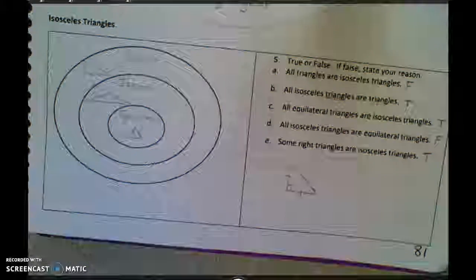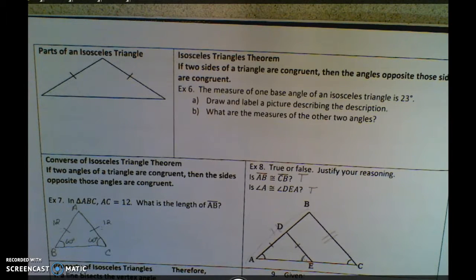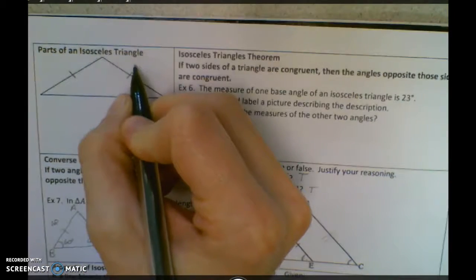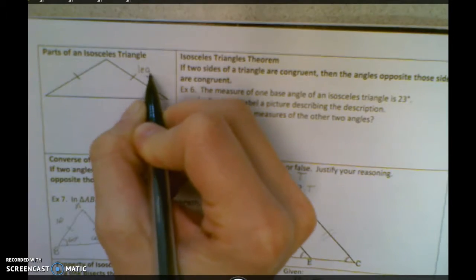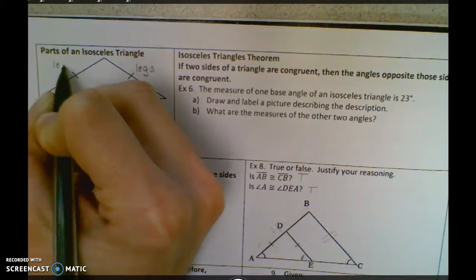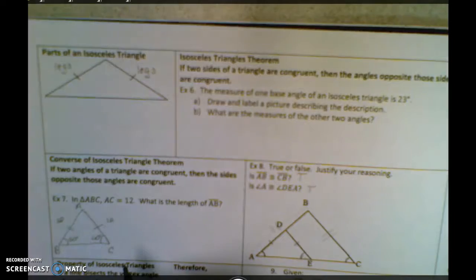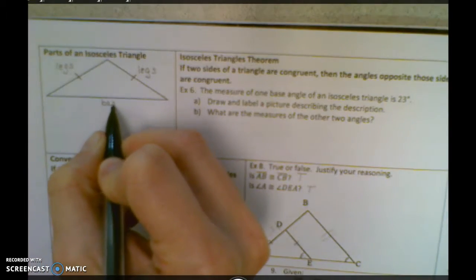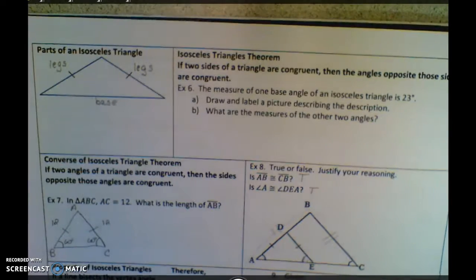Flip it over, we're almost done. The last thing we're going to talk about are parts of an isosceles triangle. Those two sides that are equal are called the legs, just like the two sides in a right triangle that are perpendicular were called the legs. This is not called the hypotenuse though. This is the base. Base does not mean bottom. In this case, base just means the side that's not equal.